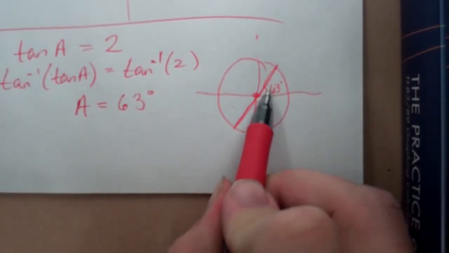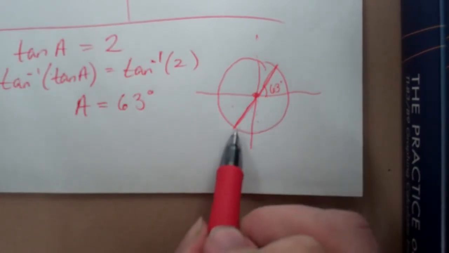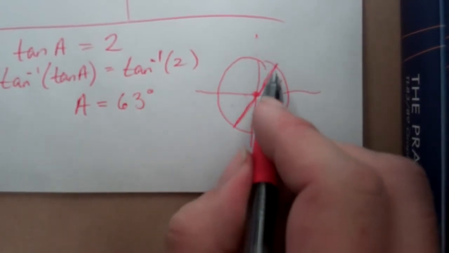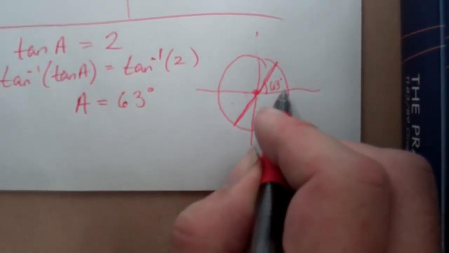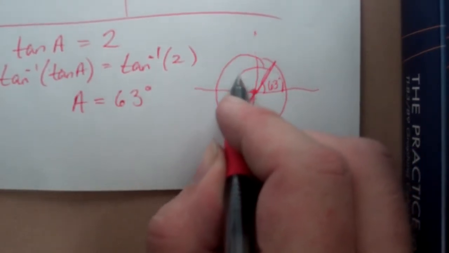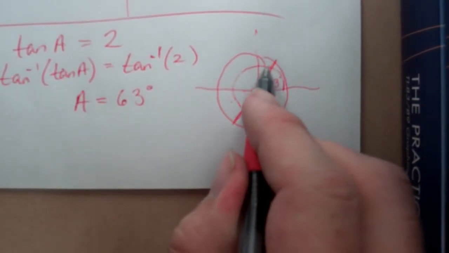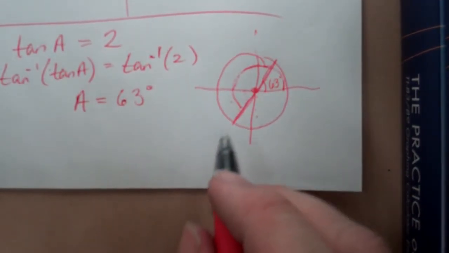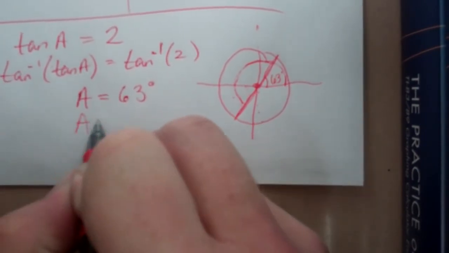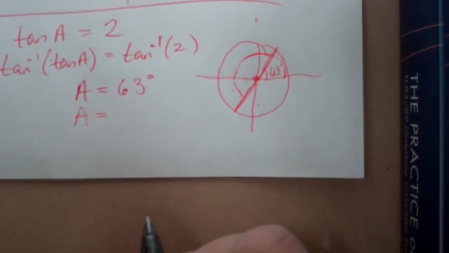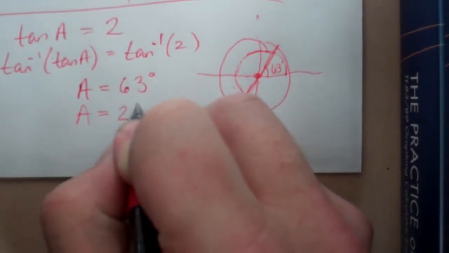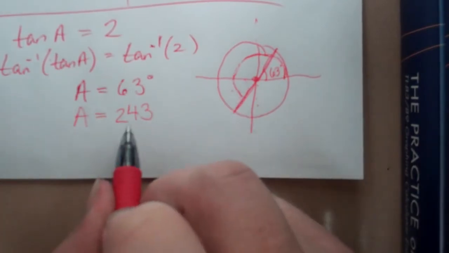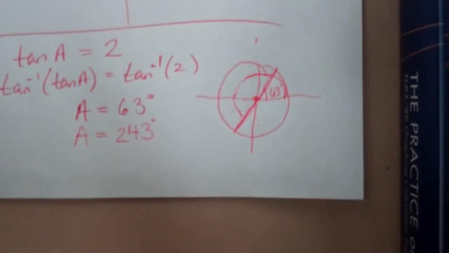And since this is 63, that means that this angle must be 63. And so the size of this large angle that goes from the x-axis to there, that must be the 180 plus 63 more. And 180 plus 63 tells us that the other value of A is going to be 243. That's what you get when you do the 180 and then plus 63 more. So we end up with 243 degrees.